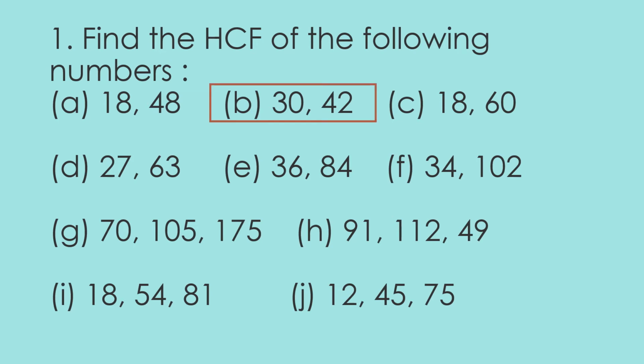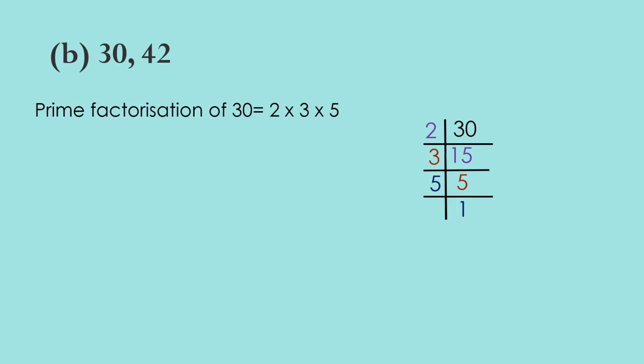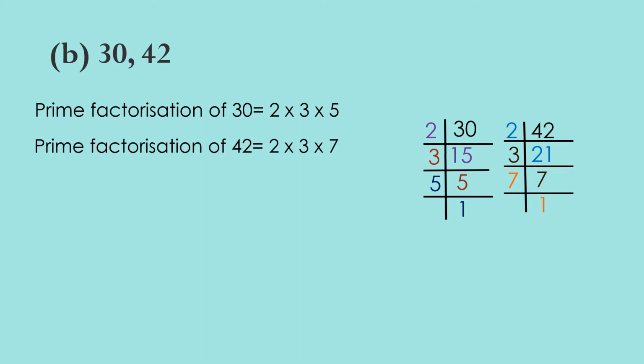Now the next question is 30, 42. First, let us write 30. 2, 15 into 2 is equal to 30. 3, 3 fives are 15. 5, 5 ones are 5. Now, prime factorization of 30 is equal to 2 into 3 into 5. 42. Again 2, 21. 21 is not an even number, so we can go for 3. 3 sevens are 21. So 2 into 3 into 7 is the prime factorization of 42.